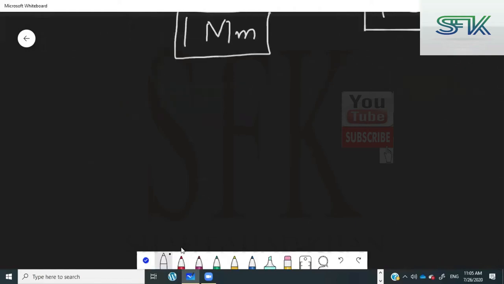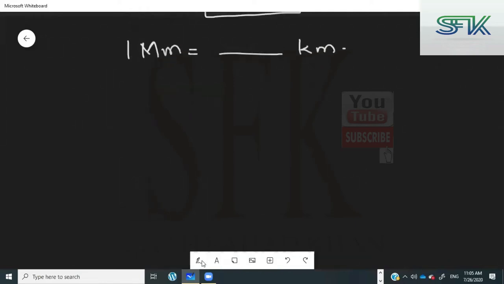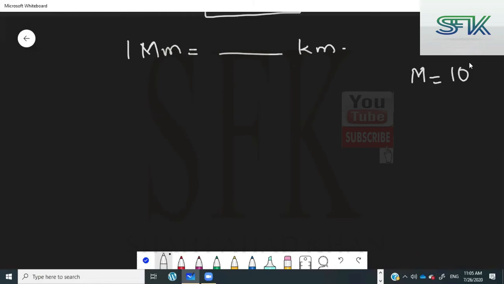Now let's do the conversion from one type of prefix to the other, from prefix to prefix. For example, 1 megameter is equal to how many kilometers? How to do this? This is pretty simple. Before we do this, you should know the meaning of mega. Mega means 10 raised to the power of 6. And kilo means 10 raised to the power of 3.